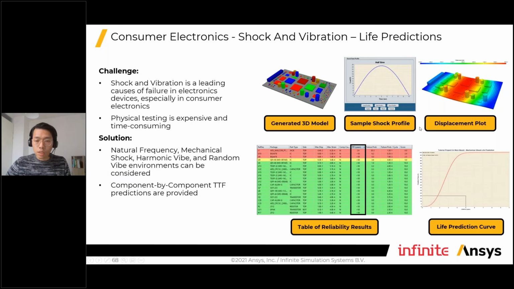Here we see a simple example. This is a 3D model, also easily generated by Sherlock. The only thing you need to do to get this is bring in your EDA layout, and that's it. Sherlock handles everything else for you, and then builds. Of course, you have to input your shock profile, but there's also a sample profile you can start with, and then you see your displacement plot, and eventually see which part is going to fail, and also what the predicted lifetime is.